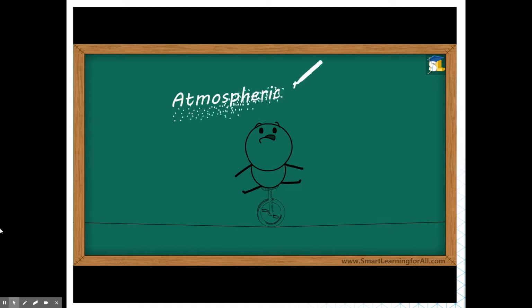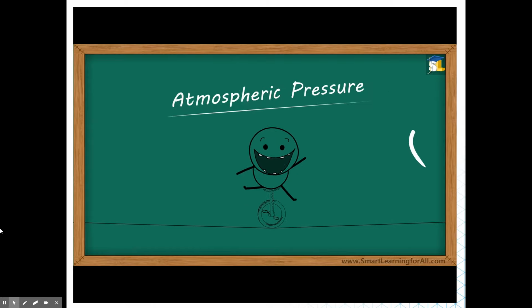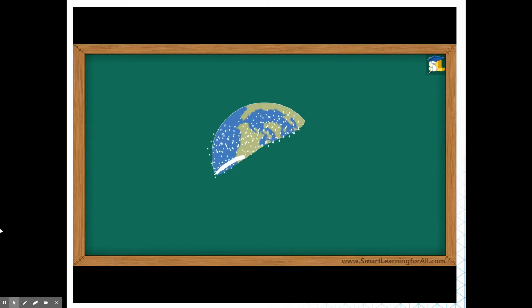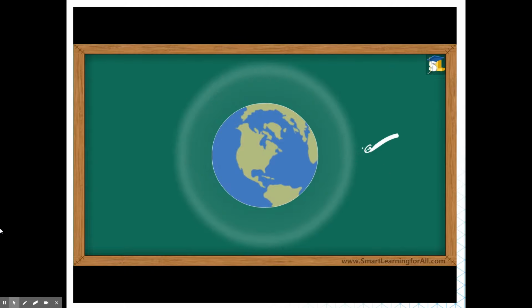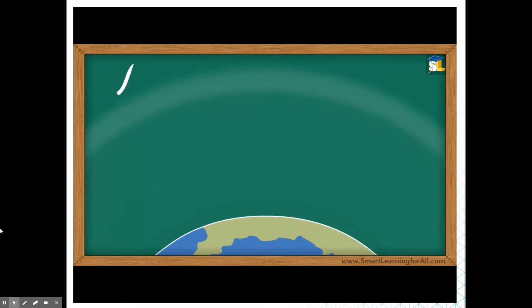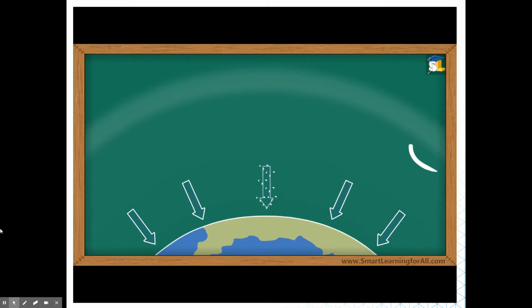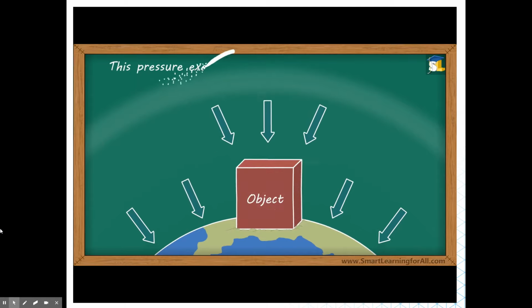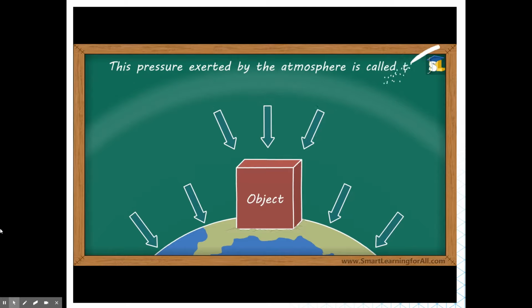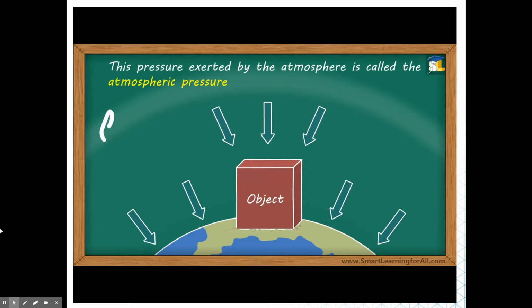His ears popped. Is this related to atmospheric pressure? Yes. We know that our Earth is surrounded by a layer of air called the atmosphere. The gravitational force of Earth constantly pulls this atmosphere towards itself. Due to this, the atmosphere exerts a pressure on the surface of the Earth, as well as on the objects present on its surface. This pressure exerted by the atmosphere is called the atmospheric pressure.